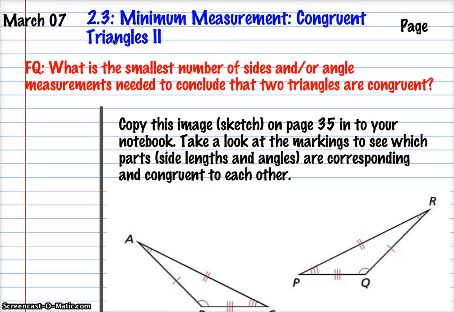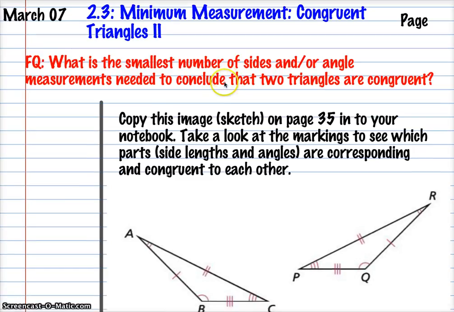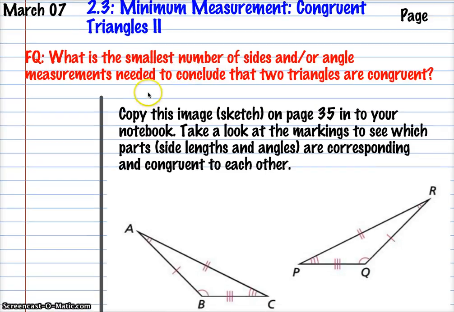So we talked briefly about congruent triangles, very briefly, what congruent means. So your focus question is, what is the smallest number of sides and or angle measurements needed to conclude that two triangles are congruent? So when you see two triangles, what is the smallest amount of information needed in order to prove that two of them are exactly the same, or congruent?